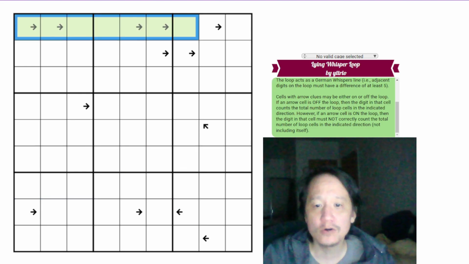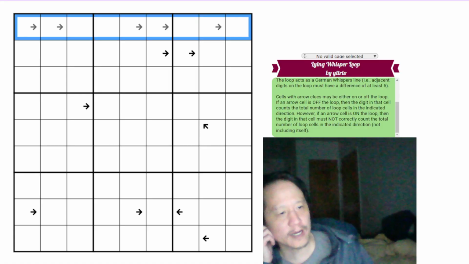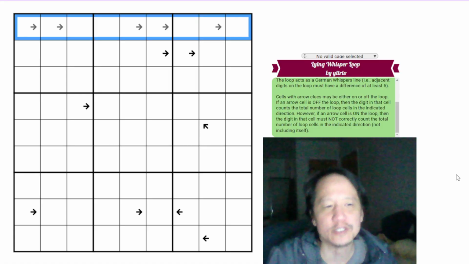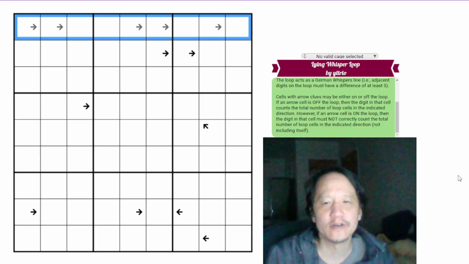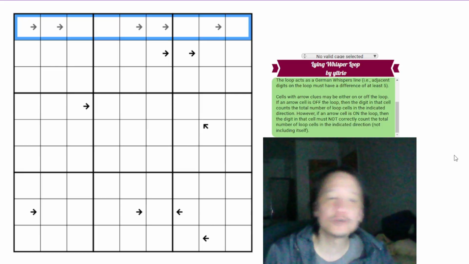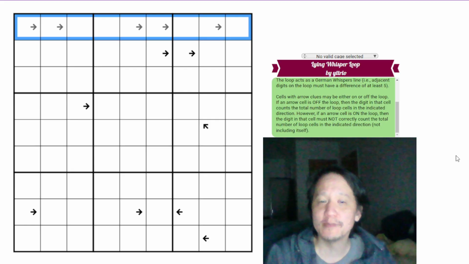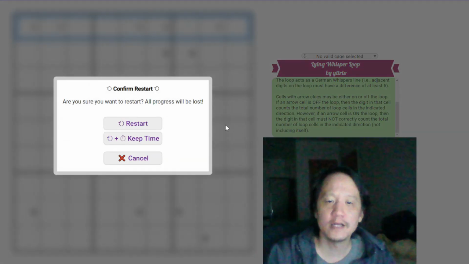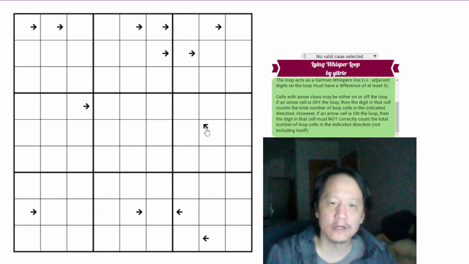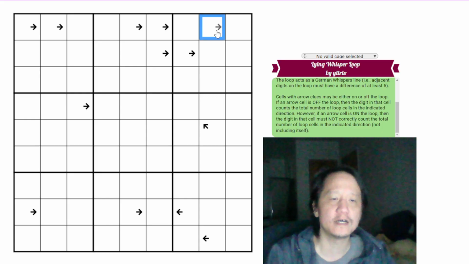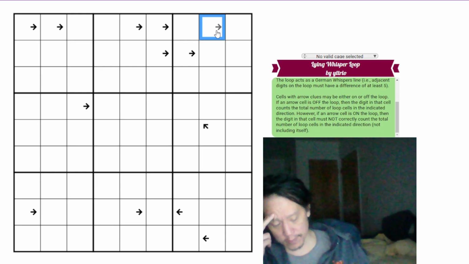And those are all the rules. A little difficult because you have the loop and the not loop, and plus I'm not used to this variant particularly. Anyways, those are all the rules. If you'd like to play along, there's going to be a link in the description. And now I'm going to get started. Let's go. Okay, so either this is on the loop, which makes it a 1.